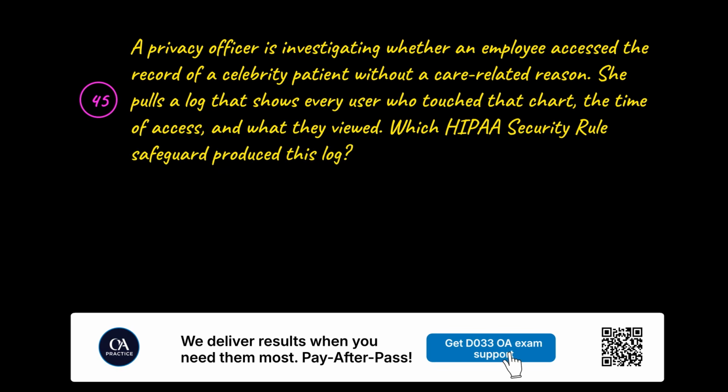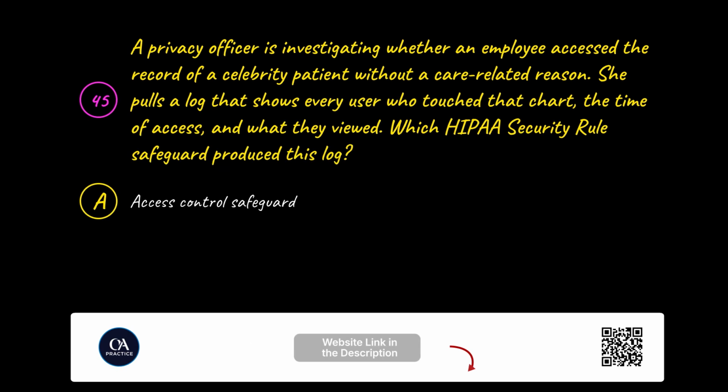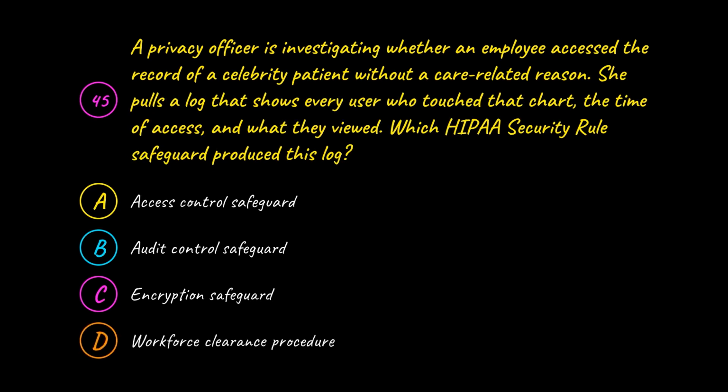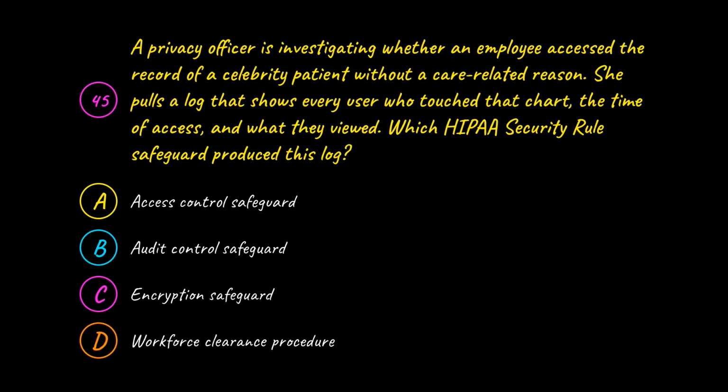Your options are A, access control safeguard. B, audit control safeguard. C, encryption safeguard. D, workforce clearance procedure. Pick one. Trust your gut. Here's your chance to test yourself.